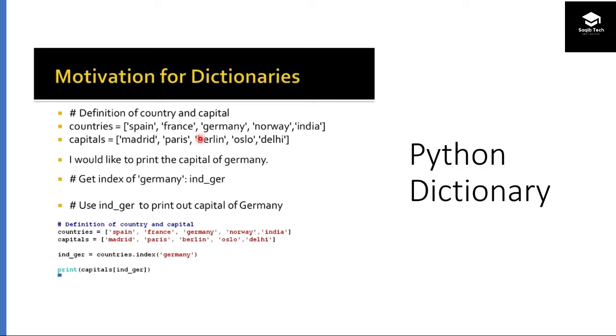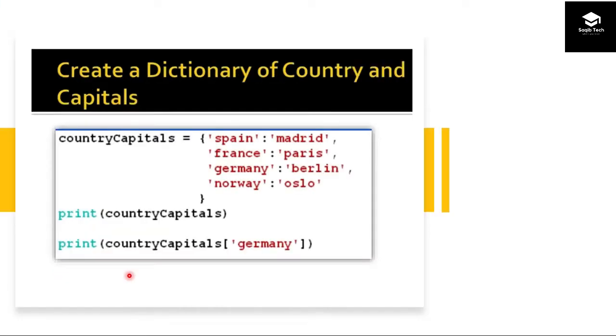That's a lengthy process, because the first step is to find where Germany is lying, and then in the capitals list, we need to print that capital. So that is hectic, more line-consuming code. You can see that we got the index and then we printed the capital using that index. But what if I create it like this?